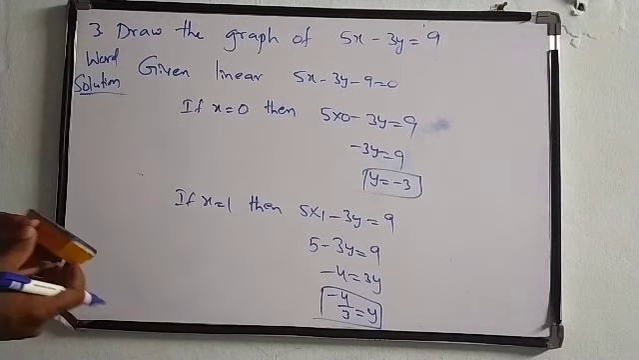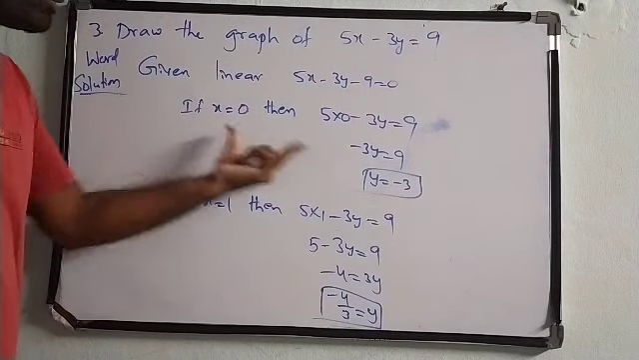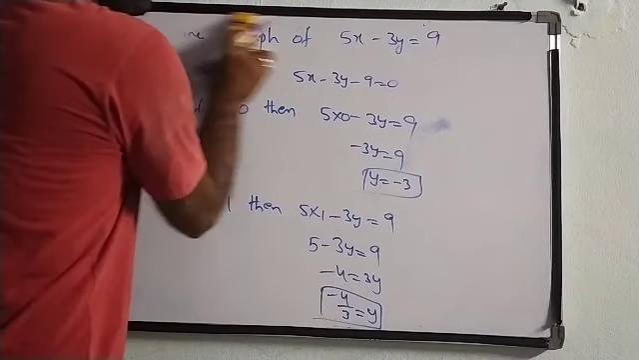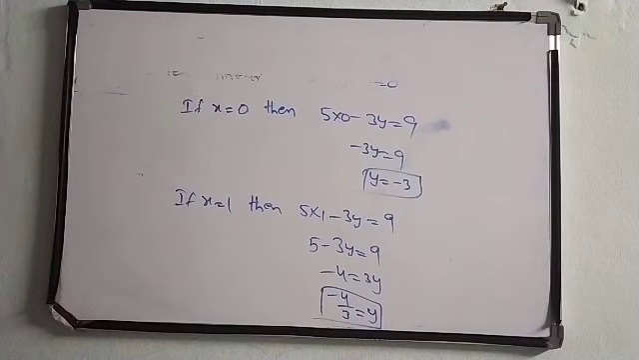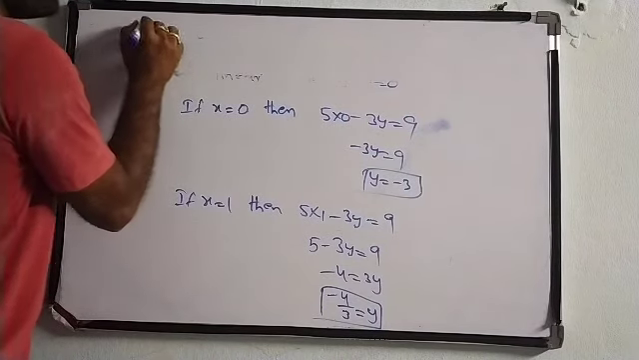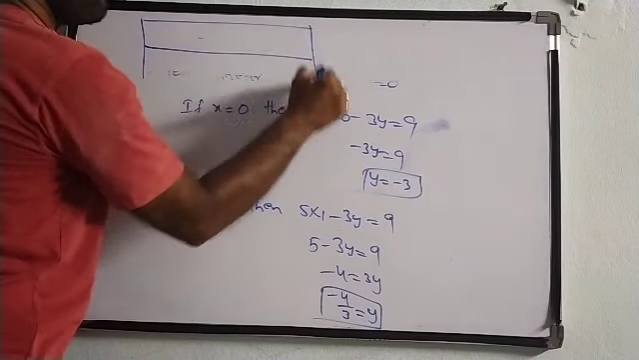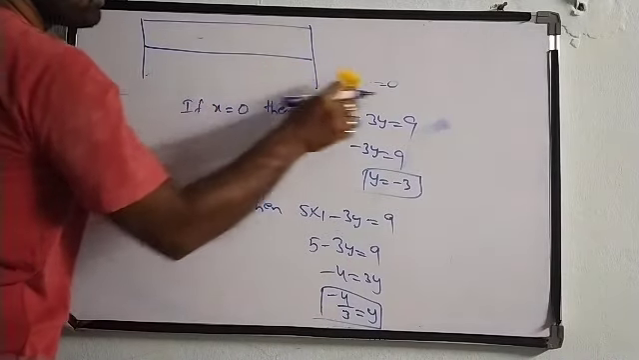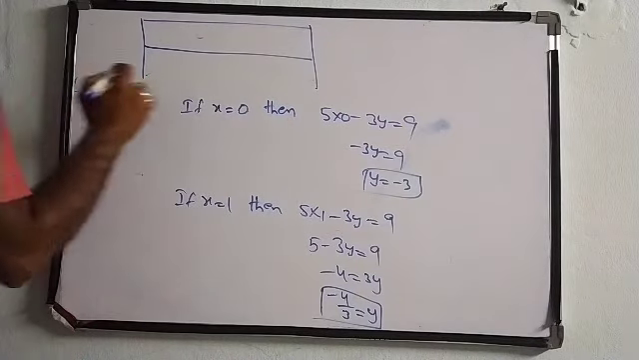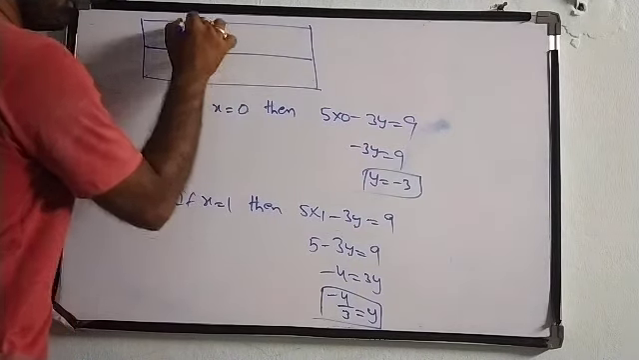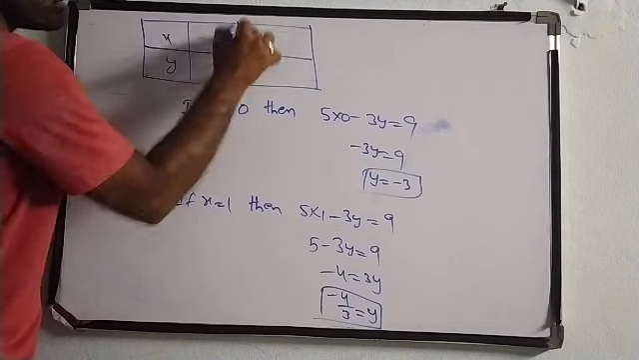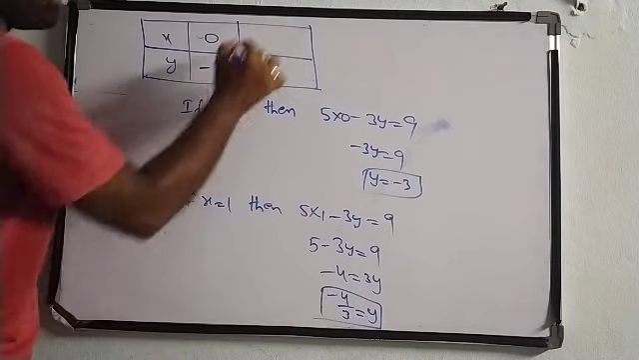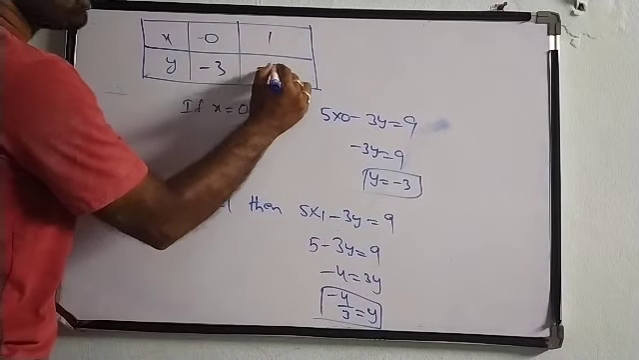So in order to plot the points in the graph sheet, minimum 2 points are required. So we got the 2 points. Let me take a table and write in that. Here is x, y values. First we have taken x is 0, so we got y as minus 3. Second we have taken x is 1, we got y as minus 4 by 3.